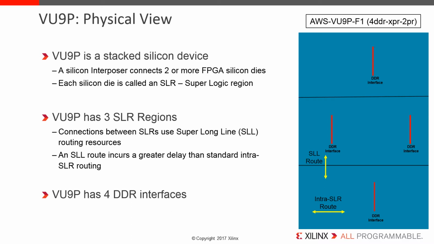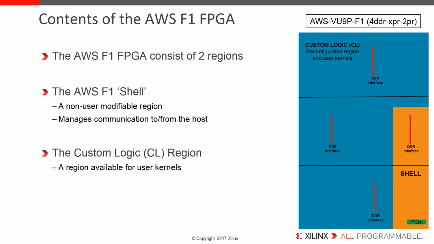Each SLR region has access to 1 or more DDR interfaces. The connections between SLR regions are made across super long lines, or SLLs. These super long lines have longer delays than standard intra-SLR connections. An F1 instance consists of 2 regions, a region called the shell, which cannot be modified, and a region for custom logic, which can be modified to support any user logic. 4 DDR interfaces are available, and the DDR interface in the shell region may be accessed by the custom logic.